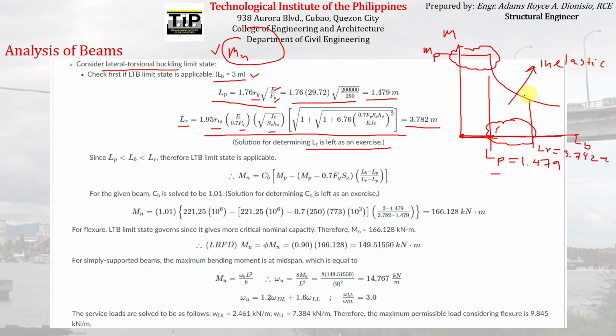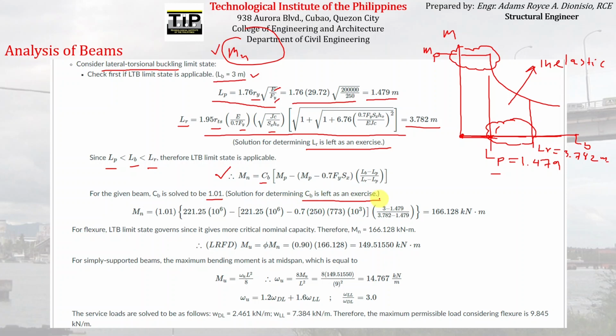Okay? So according to the code, if the LB falls within LP and LR, the formula for finding MN is equal to this. CB times MP minus quantity MP minus 0.7 FY SX quantity LB minus LP over LR minus LP. Okay? So for this particular problem, the value of CB is equal to 1.01. So you just have to solve CB yourself. So it will just be left as an exercise.